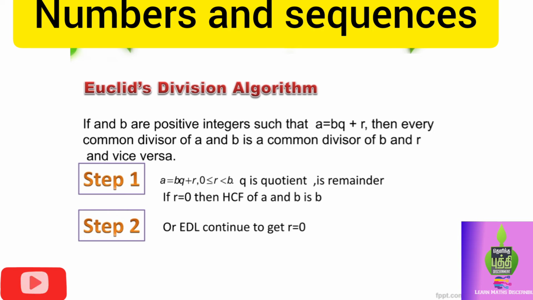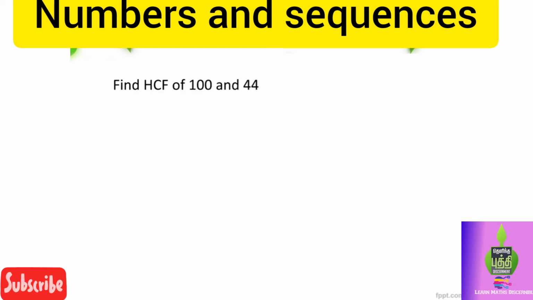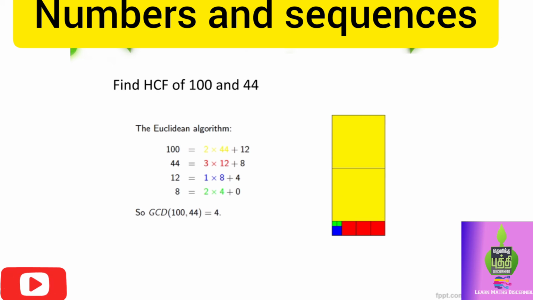In step 2, we have to follow the Euclid division lemma method to get r = 0. We should continue until the remainder is 0. So we take b = rq1 + r1 where 0 ≤ r1 < r. This will be continued like r1, r2, q1, q2 like this. Still you may not understand this concept, I know. Let's see it with an example.